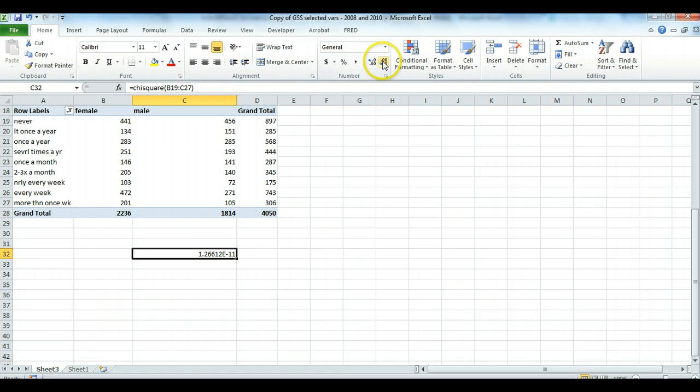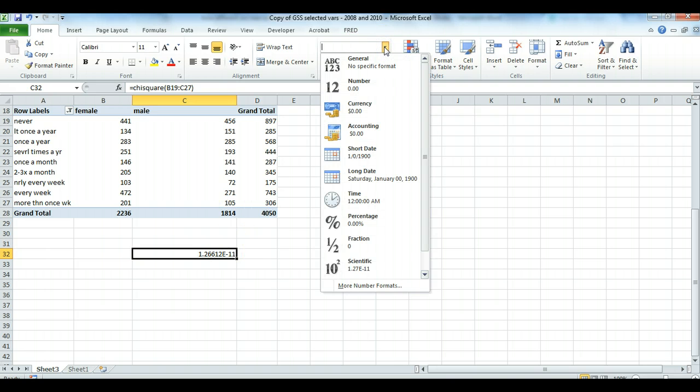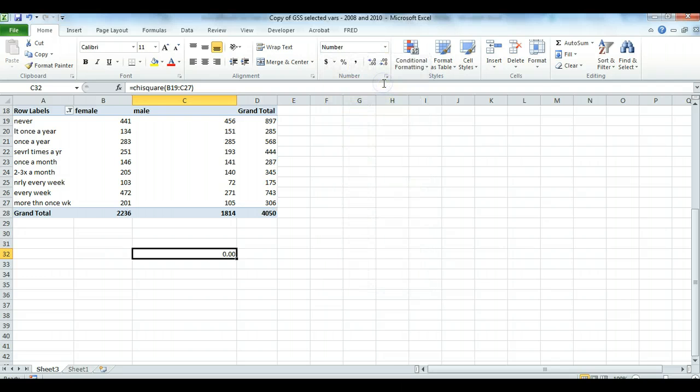You can notice this is in scientific notation. If we were to change this format into a number, it rounds to 0, which is a little misleading because it's really not 0. If I increase the decimal points, this is what this number would look like if it was not in scientific notation. You can see why Excel has by default put it into scientific notation; it's so tiny.